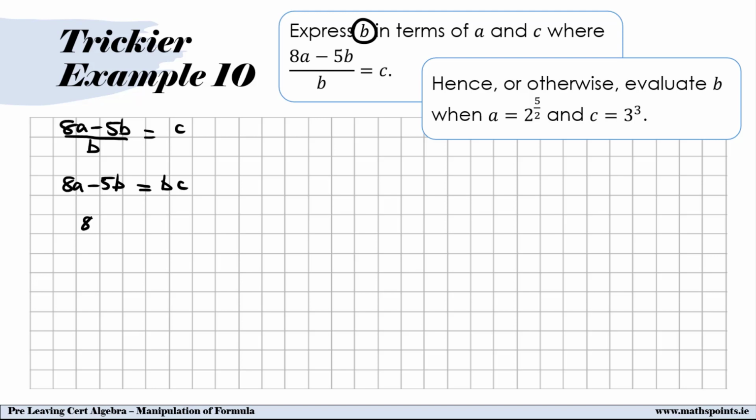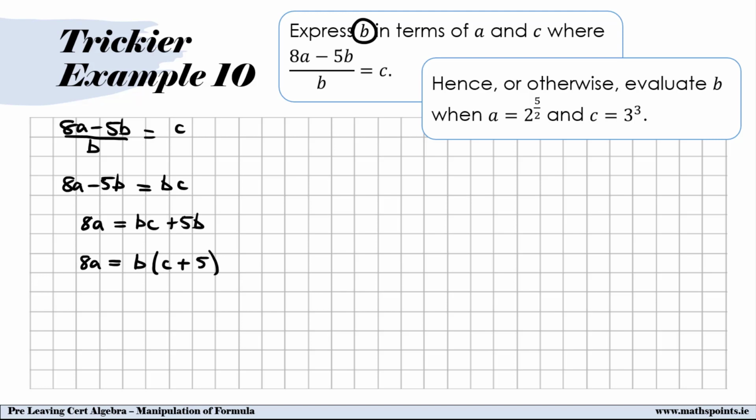I'm trying to isolate the b, so I'm going to bring all the b terms to one side, and I can see if I bring them to the right hand side, they'll stay positive. So I'm going to keep the 8a on the left hand side of the equals, and on the right hand side I have bc, and to get rid of the minus 5b on the left hand side, I'm going to add 5b to both sides. So I have 8a, and I'm going to factorize the right hand side by dividing b into both bc and 5b. So bc divided by b is c, plus 5b divided by b is 5.